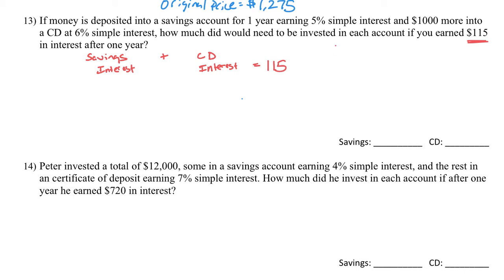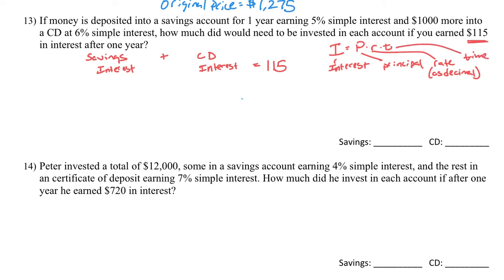Now the formula that we have for interest is I equals P times R times T, where I is interest, P stands for principal, in other words, how much money you invested, R stands for rate, but again, as a decimal, and T stands for time.